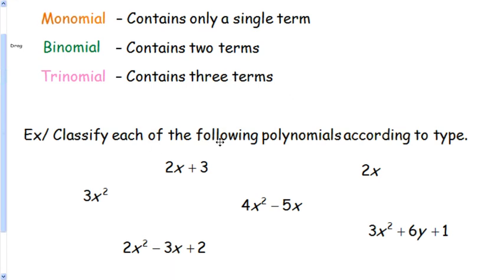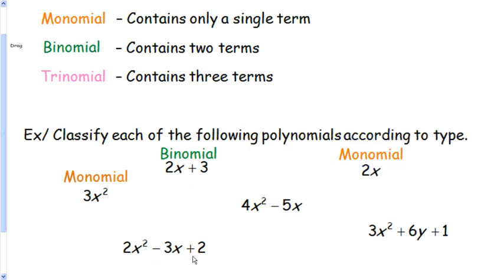So here's an example. Let's classify each of the following polynomials according to the type. This one here, 3x squared, there's only one term, so that would be a monomial. 2x plus 3, there's two terms here separated by a plus sign, so that would be a binomial. 2x, there's only one term there, there's no plus or minus sign afterwards separating, so that's a monomial.